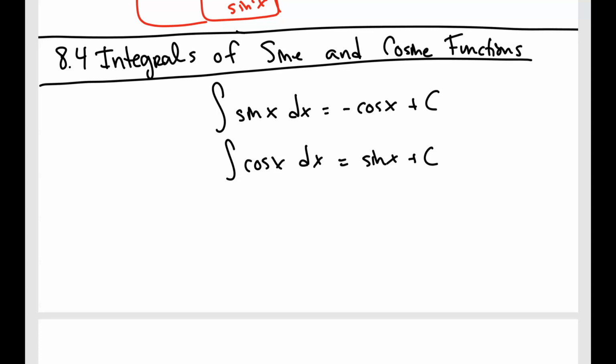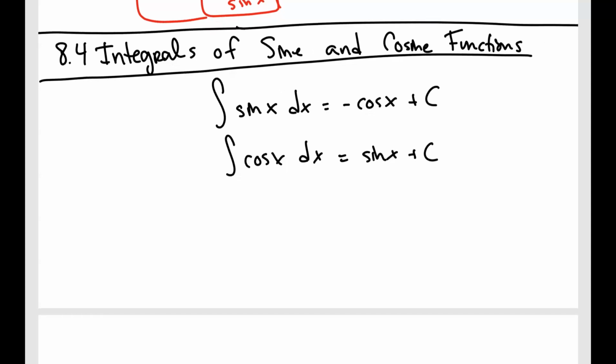So very basic, the integral of sine is going to be negative cosine. The integral of cosine is going to be sine. And that's just because the derivative of sine is cosine, and the derivative of negative cosine of x is sine of x. Okay, so let's just jump right in and do some problems.